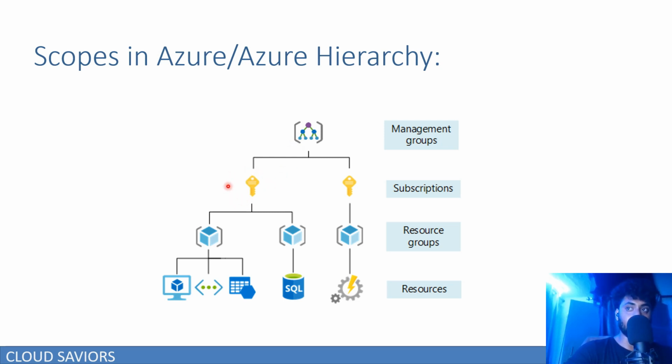One subscription will have multiple resource groups under it. So first we have the management group, then we have the subscription. On the third level, we have the resource group. In the resource group, we have the actual resources. So it is a kind of logical division.